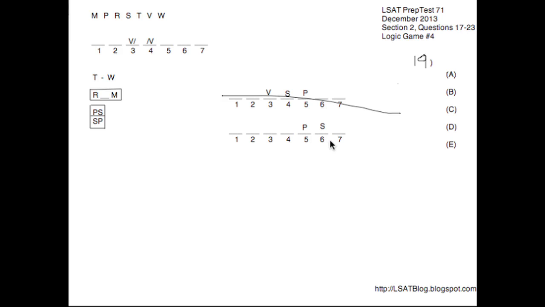So they ask us what must be true? Well, S on 6 must be true, giving us C as our answer for number 19. Next, number 20, they ask us what cannot be in the third position.